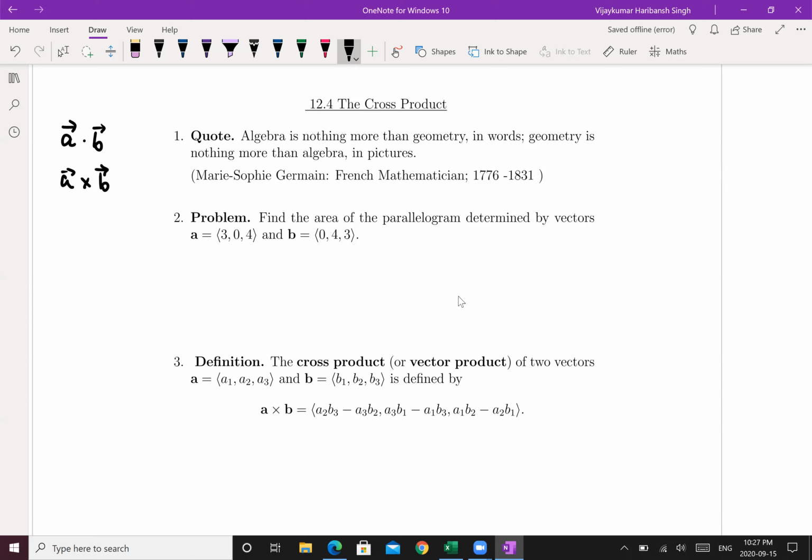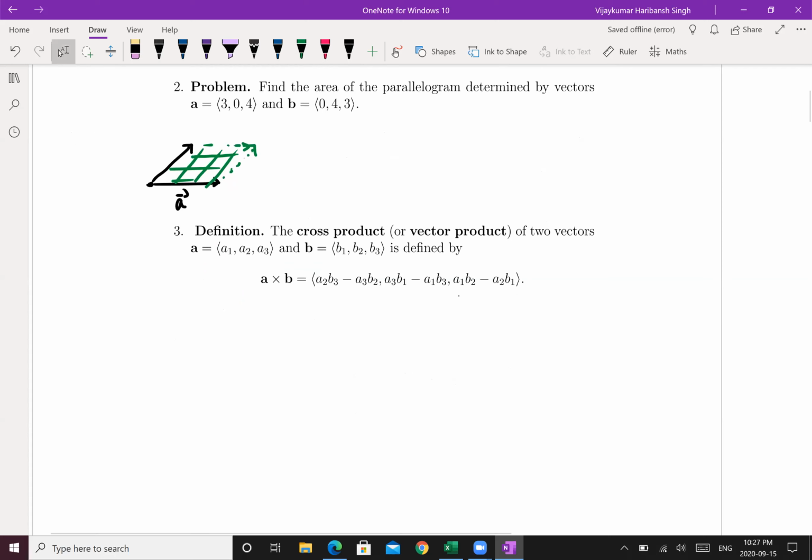So the following is a motivational problem. Find the area of the parallelogram determined by vectors A and B. So you have vector A and you have vector B, and we want to find out the area of this parallelogram. We'll see the connection with the cross product soon. So first of all, what is a cross product?